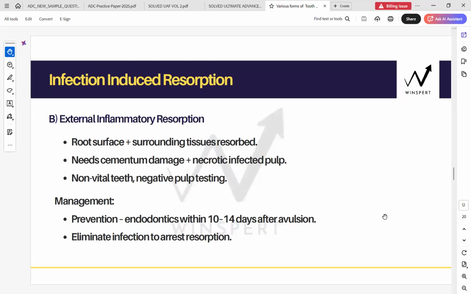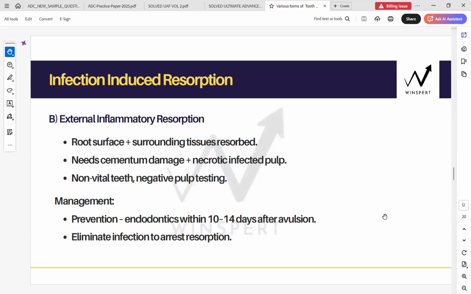Yes, Tanveer, yes to your question as well. Now let's talk about management because here the source is infection. So remove the bacteria, remove the infected pulp from the canal system through your endodontic treatment, as root canal infection in the presence of cemental damage frequently can lead to external resorption. That is why you must start it within 10 to 14 days of reimplantation following tooth avulsion, because in avulsion there is predictable damage to the cementum. That's why external inflammatory resorption frequency is higher in avulsion, right?